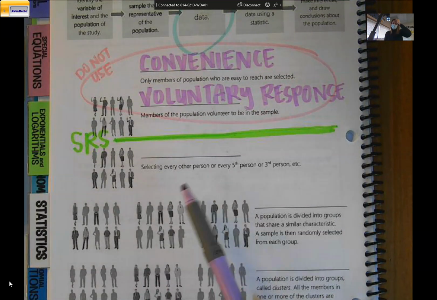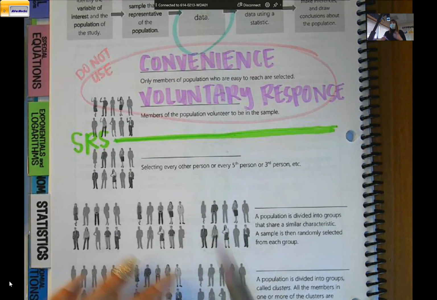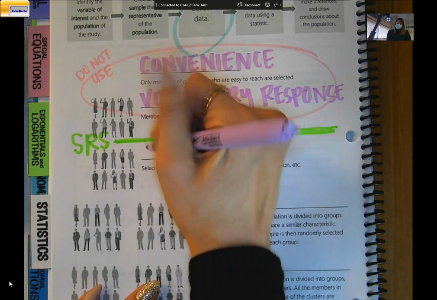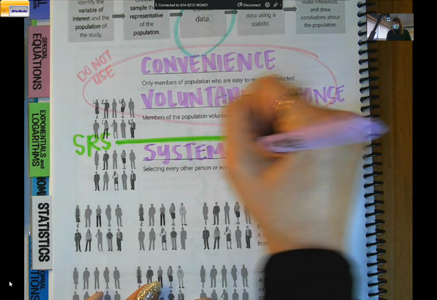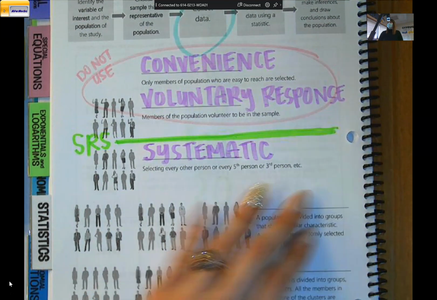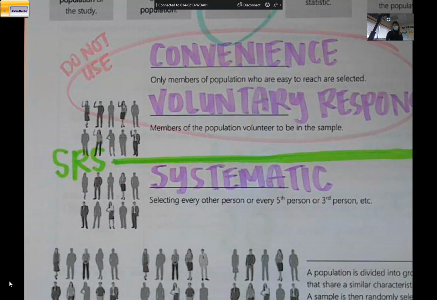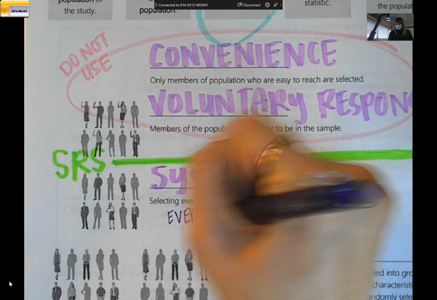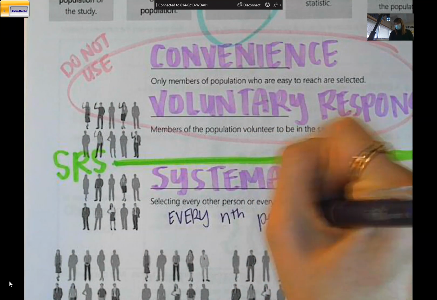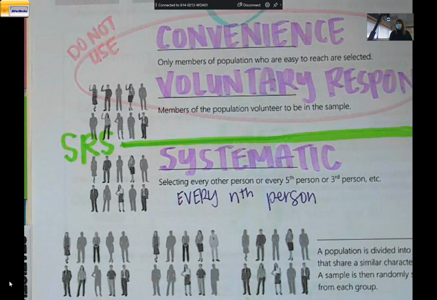And then it goes in order of how good the method is. So the next one, selecting every other person or every fifth person or every third person. This is called a systematic sample. You have a system for choosing who's in your sample. And it literally is every nth person. So every 10th person. Every third person. Every nth person.